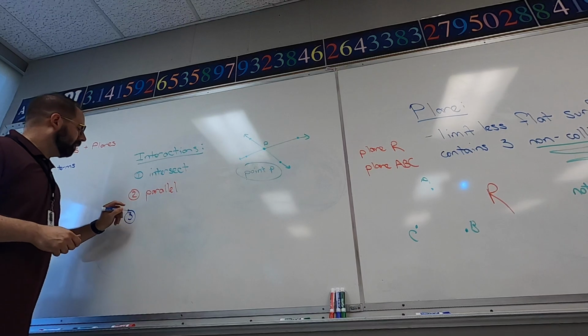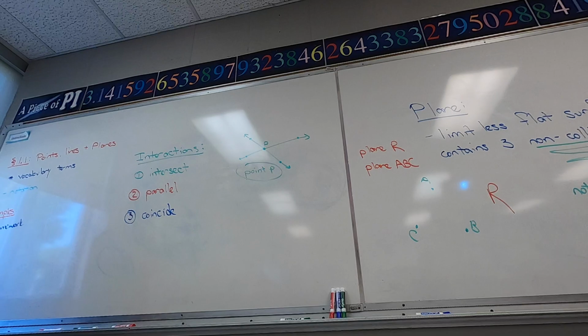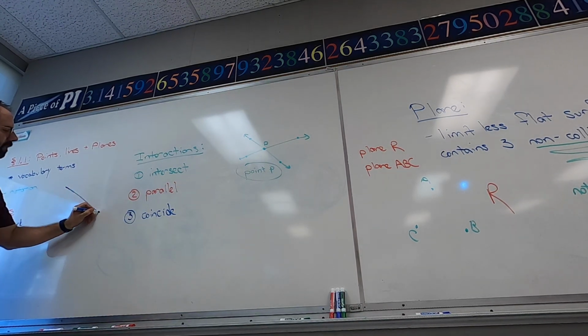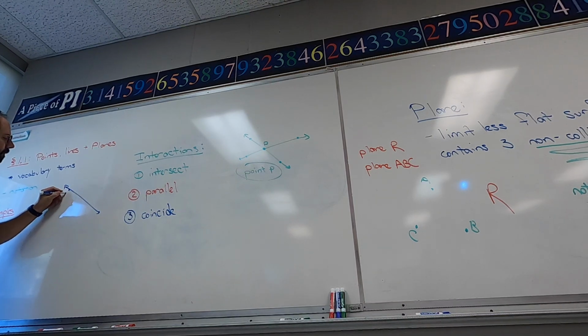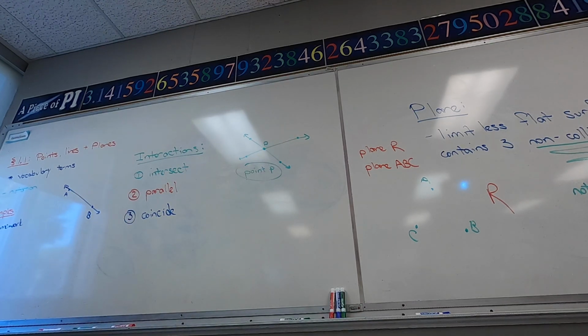Number three, they could coincide with each other. That is the ultimate form of interaction because they are the same object. Think of it this way. I'm going to draw a line here. Let's call this line AB. There's my line. You can see it right in front of you. I'm going to draw another line right on top of it.